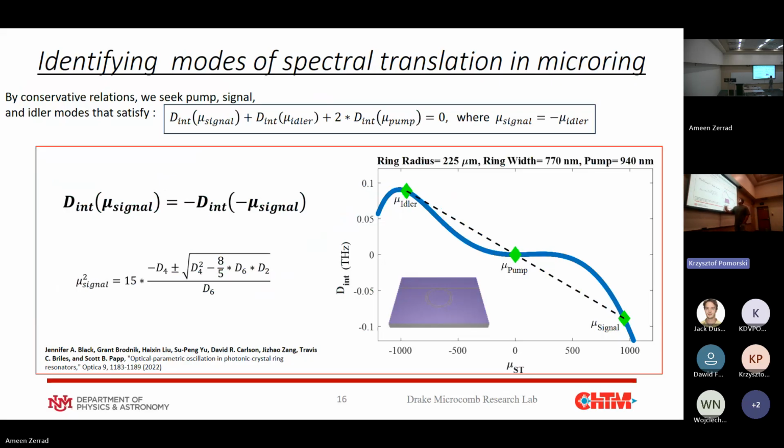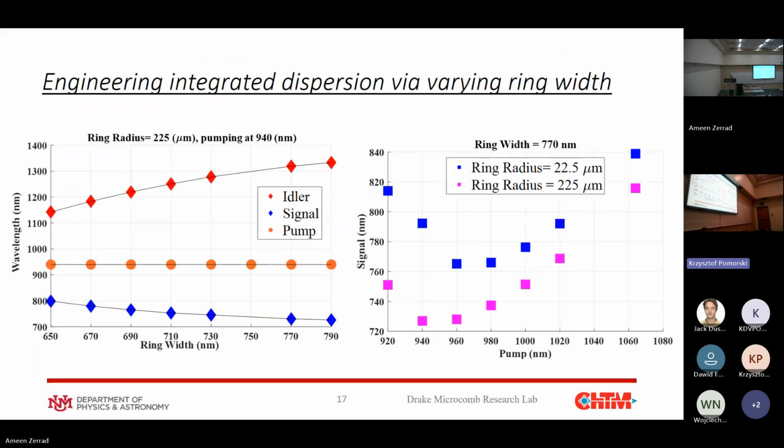And so how do we find new signal? Well, we expand to the 7th order of our integrated dispersion. The odd order terms are naturally antisymmetric, so they just drop out, and you solve for mu signal. And once you solve for mu signal, you know mu idler. Great. So this is engineering integrated dispersion via ring width.